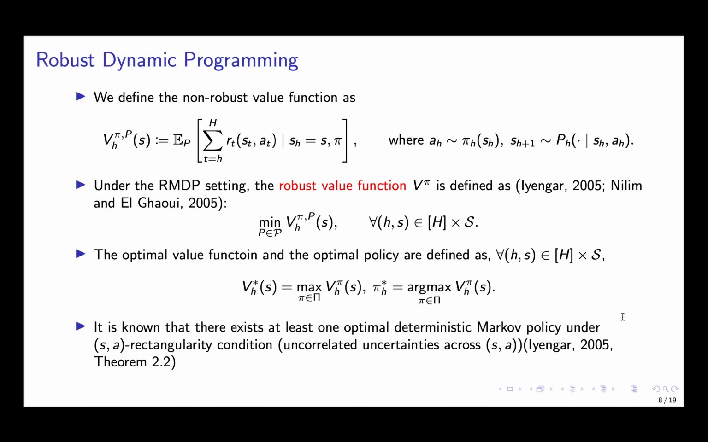This implies that the optimal non-robust policy, when evaluated using the respective worst model in the uncertainty set, can be very bad. This was shown in Kishan's previous work in AISTATS 2022. It is known that there exists at least one optimal deterministic Markov policy under the SA rectangularity condition. We can then restrict ourselves to the deterministic non-stationary policy class.